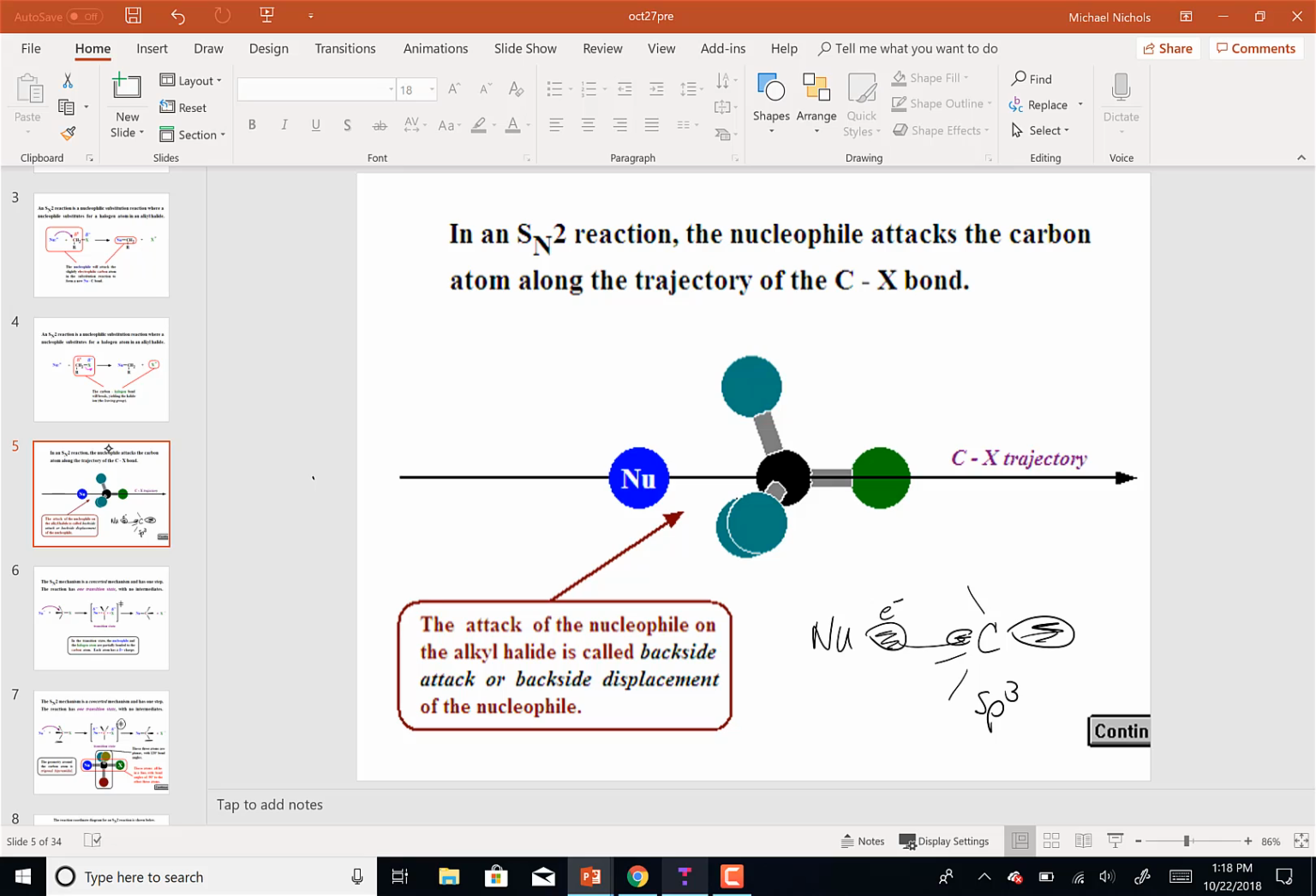So that's how the geometry works, and that's how the orbitals overlap. So there's a couple of occasions when we invoke the little tiny sp3 orbital that we normally don't. This is one of them.